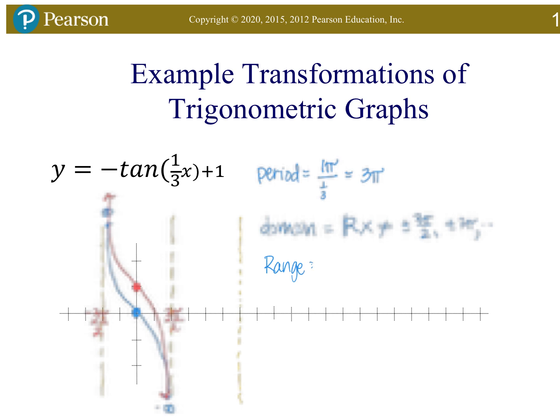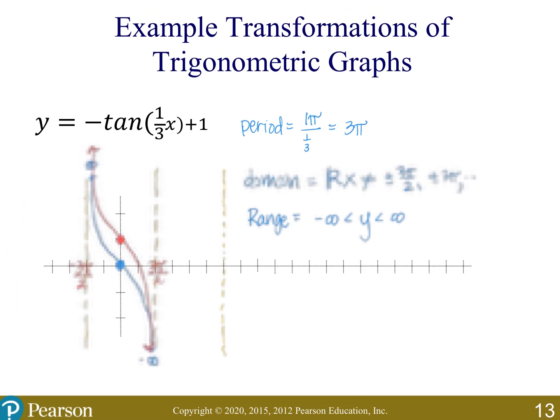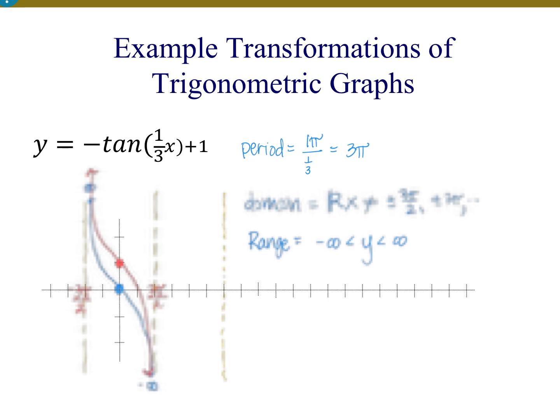The range is the easy one this time. The range is negative infinity to positive infinity. Don't put the bars under because you can never touch infinity. So it's between negative infinity and positive infinity. You put all the numbers on. Yeah, you can put all real. Don't put all real x though, all real y.